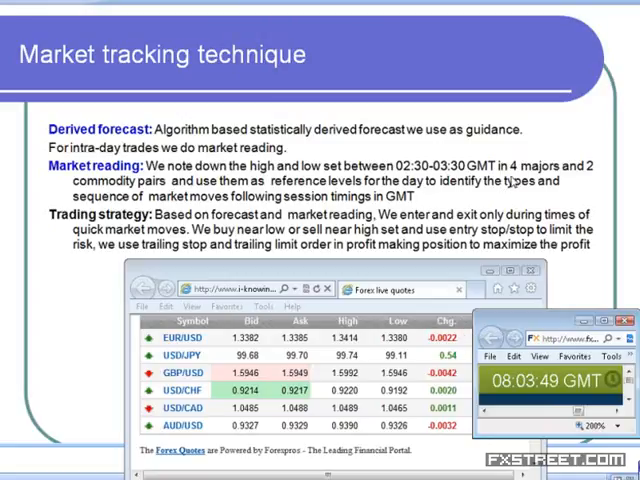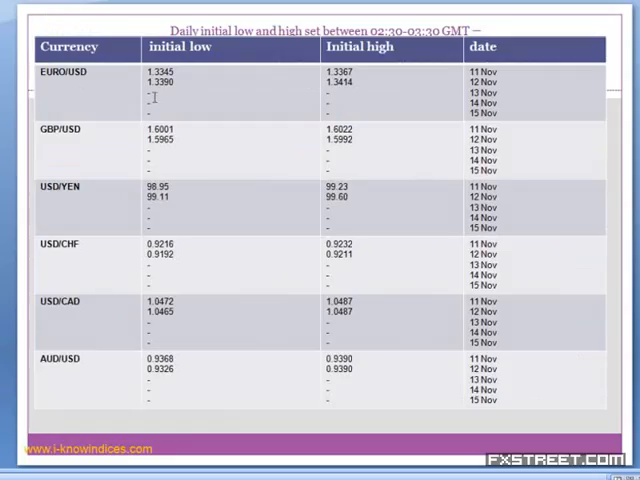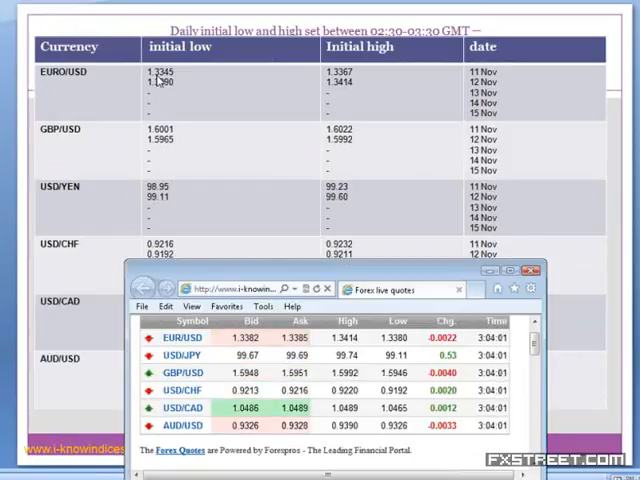Then subsequently, we try to find in the 4 majors and 2 commodity pairs whether they have breached the high or breached the initial low, or what sort of moves they have done, in order to identify the type of moves they are initiating. So let me go to the initial lows and the highs noted down today. And yesterday I gave the webinar. At that time the initial lows and the highs were shown. And today the initial lows and the highs are as follows.